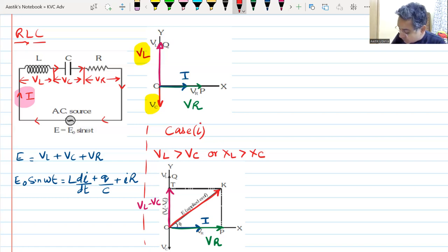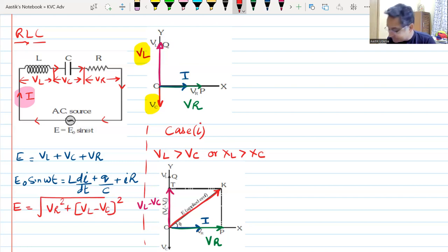So now I can write, I hope you understand this, the RMS value of this E voltage will be equal to the square root of VR square plus VL minus VC whole square. I hope all of you understand this, yes or no? Now, going on the same line, this E can be written as current I into Z, and VR can be written as I into R. So this I will come out from everywhere, and in the bracket, whatever remains will be R square plus XL minus XC the whole square.